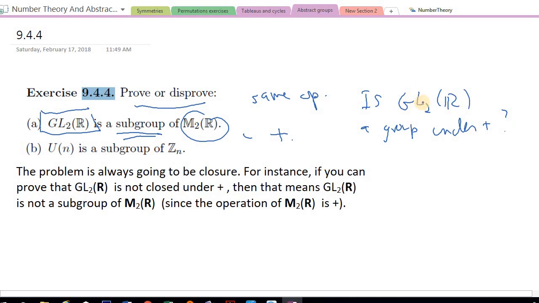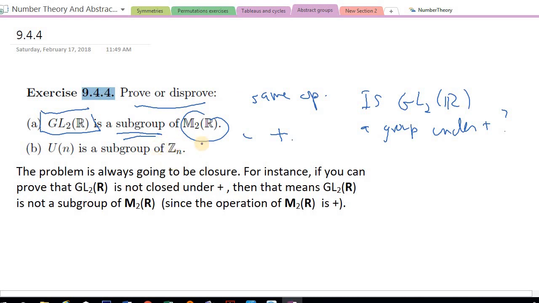It's certainly a subset of M2 of R, which is the set of all matrices. But the question is: is the set of invertible 2 by 2 matrices closed under plus? In other words, if I take two invertible matrices and add them together, is it still invertible? All you need to do is find one counterexample to show that it's not true, and if it's not true, then it's not a subgroup. All right. Same for U(n).